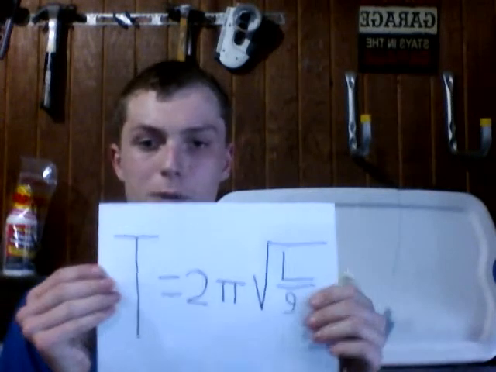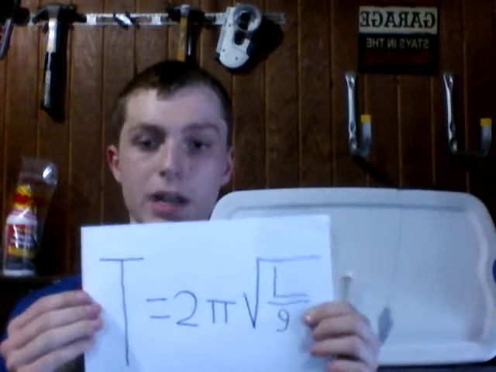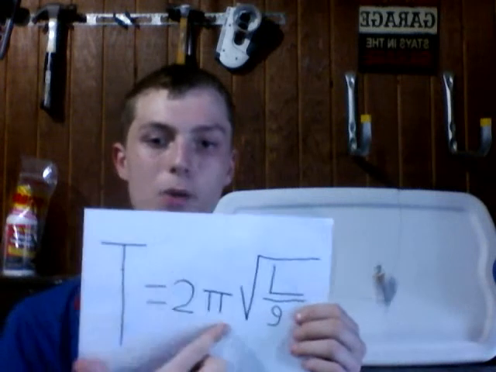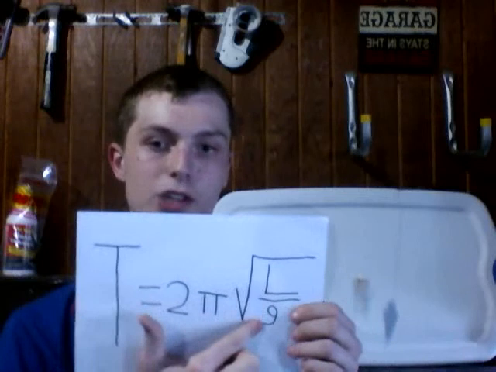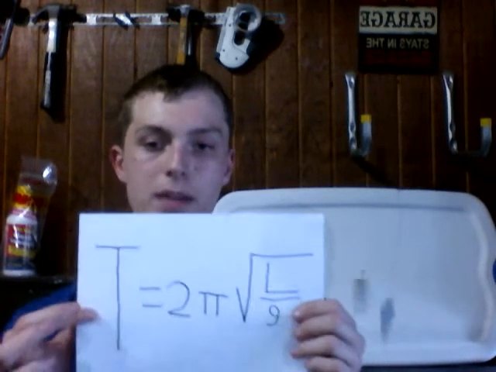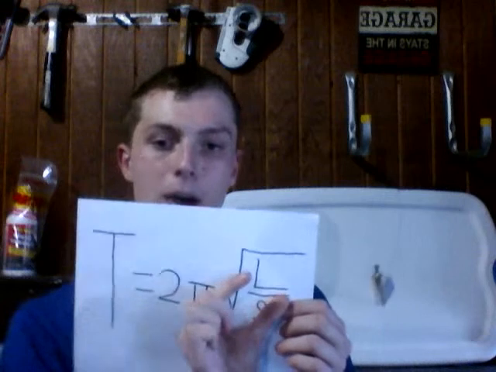There is actual math behind it, as explained by this formula. T is equal to 2 pi times the square root of L over G. Now, basically what all this means is that T equals period, 2 is 2, pi is 3.14, L is the length of the wire in which the pendulum is attached to, and G is gravitational force. Now, what you can notice from this is that everything is a constant but L.